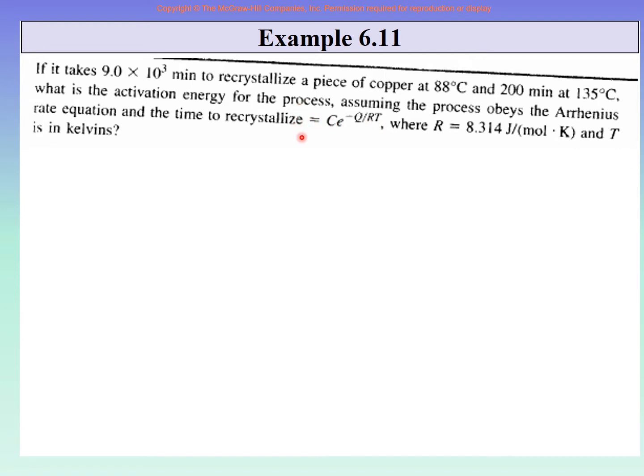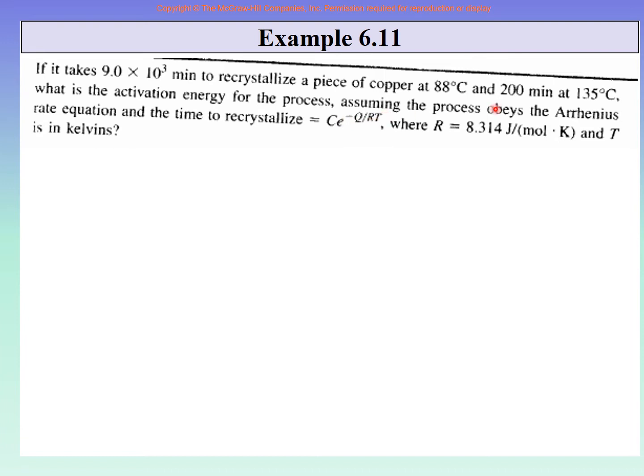A small t, time to recrystallize, is C e raised to minus Q upon RT. So the value of R you can put there, or you can leave it there. Without putting the value you are okay. But the temperature you have to convert: at this temperature 88, add 273 to it, and then it will become temperature in Kelvin. Put that as capital T here, and the time to recrystallize is given as 9000. So 9000 is equal to C e raised to minus Q upon R into the temperature.